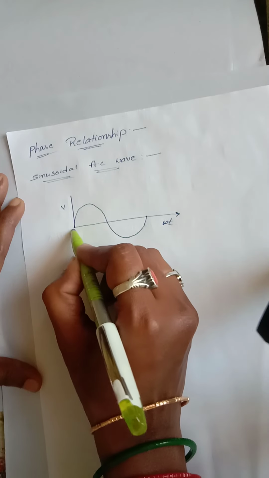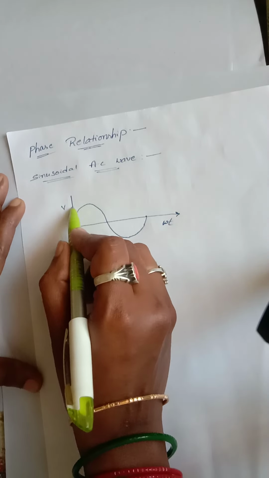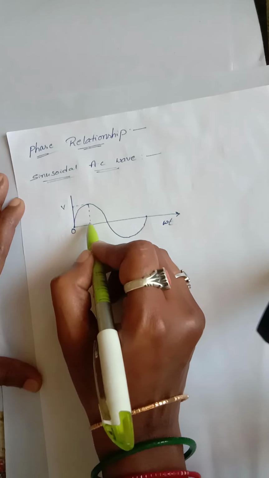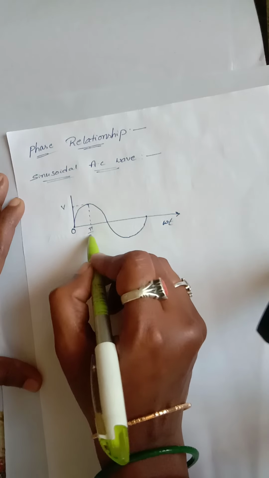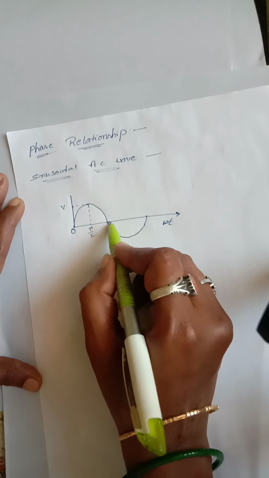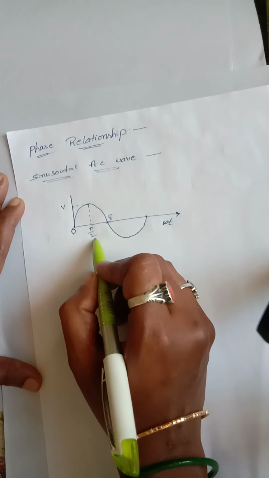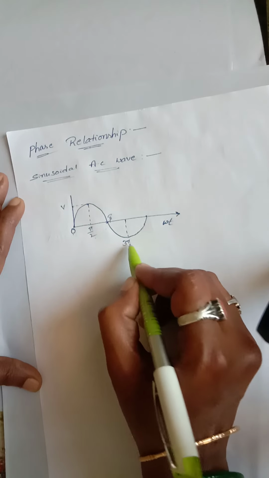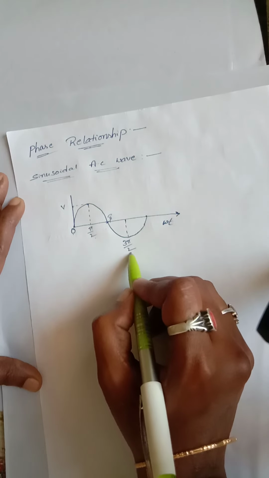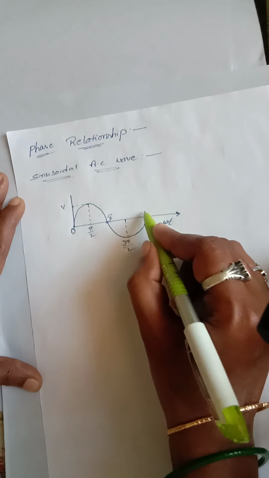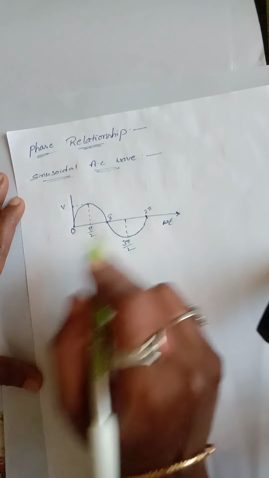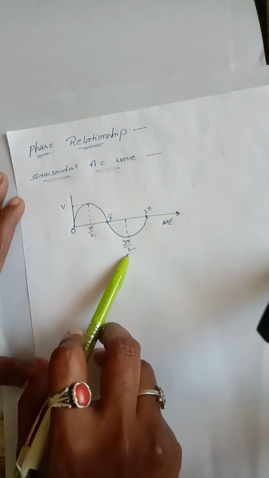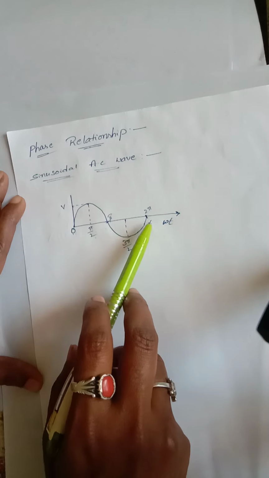It starts from 0, reaches the voltage peak value at pi by 2, and next at 2 pi by 2 it becomes pi. So we have 0, 90 degrees, 180 degrees, 3 pi by 2, which means 270 degrees, and next 2 pi, which is 360 degrees.